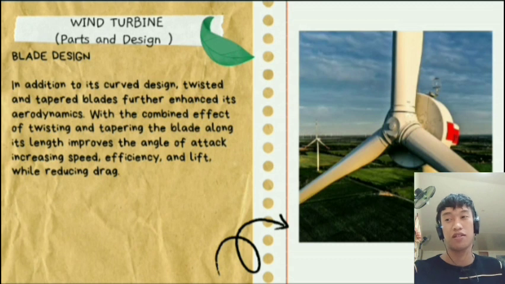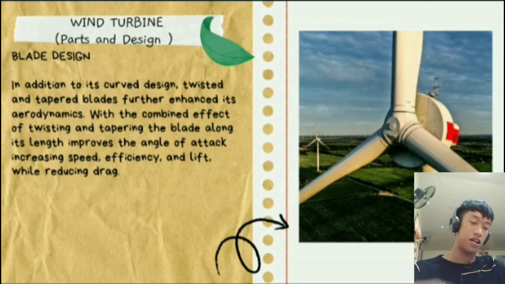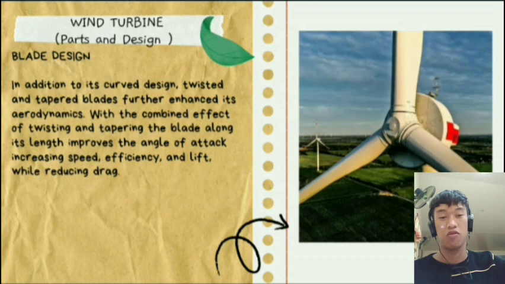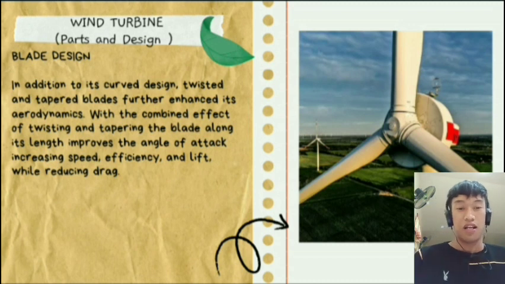Lalo na din sa Pilipinas, bagyuhin, di ba? Kapag nagkaroon ng bagyo, sobrang lalakas ng hangin, pwedeng masira yung mga windmill kapag mas malaking area yung nasasakop niya na hangin na dumadaan. So, yun yung mga factor kung paano nga ba gumagana ang isang windmill.